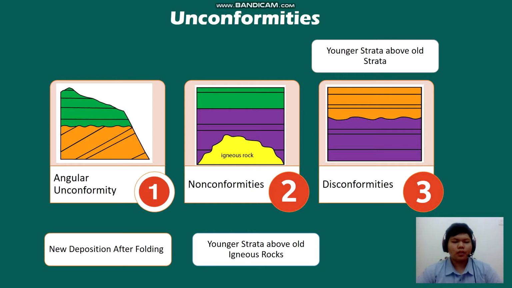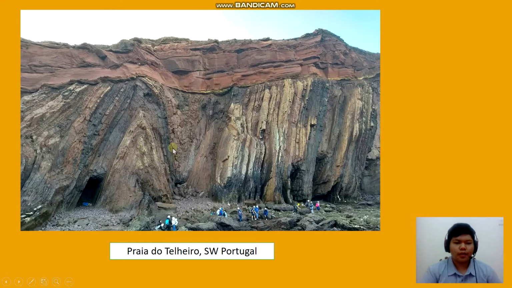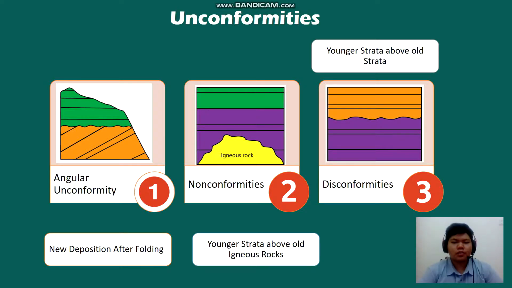Angular unconformity is a new deposition that is deposited after folding. For example, this one. The strata are folded, and then a new layer of deposition above it will deposit after the folding strata is eroded. So this is the new deposit, and this is the line of angular unconformity. The second one is nonconformity, which is the younger strata above igneous rock.